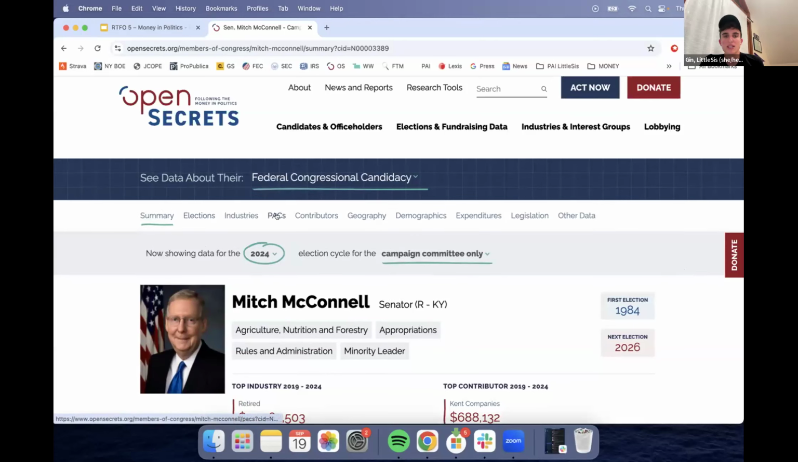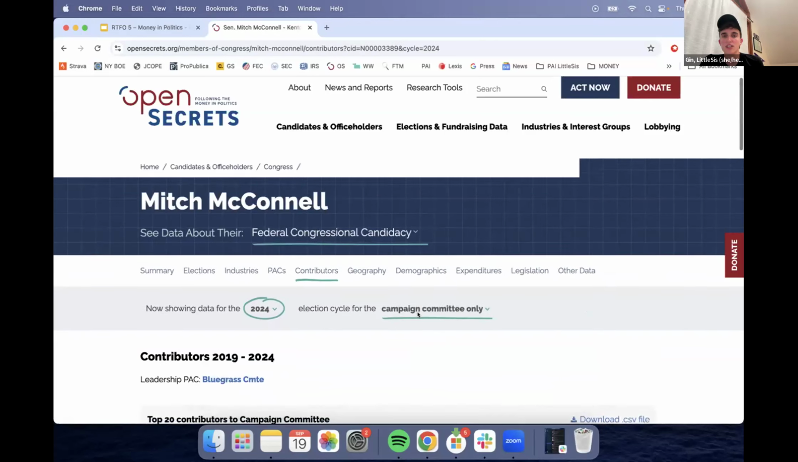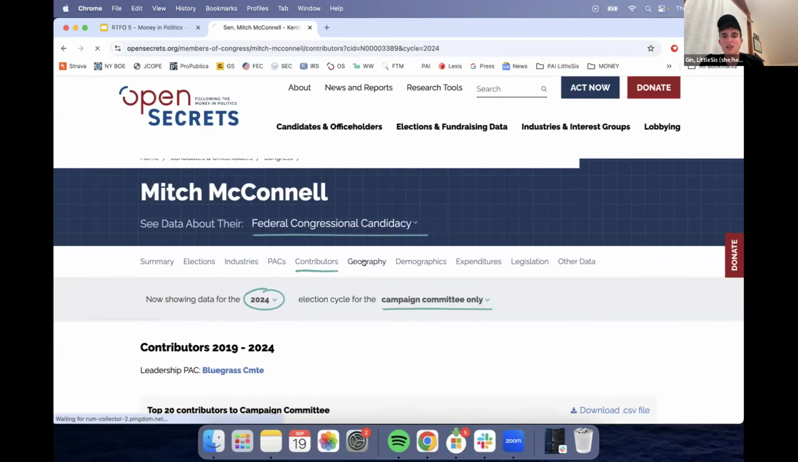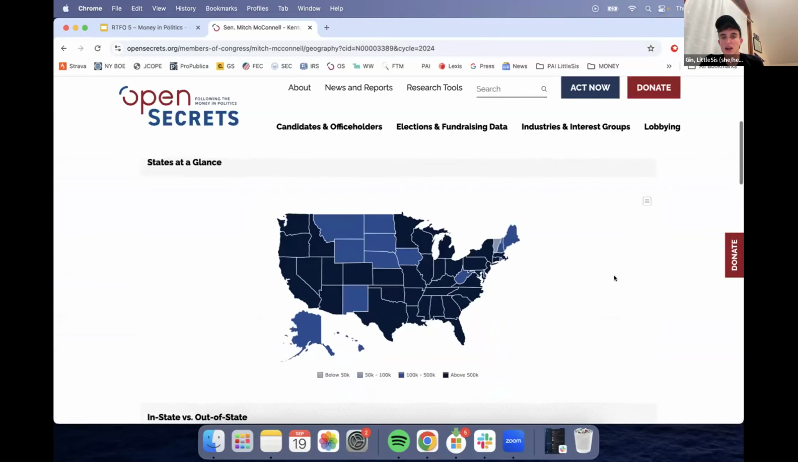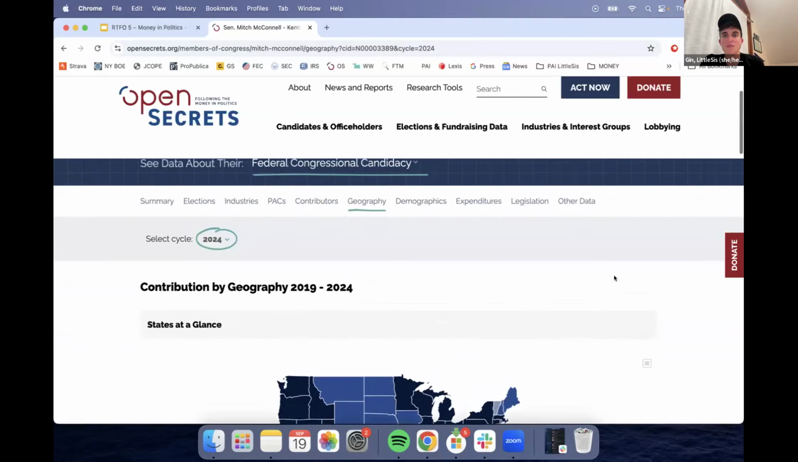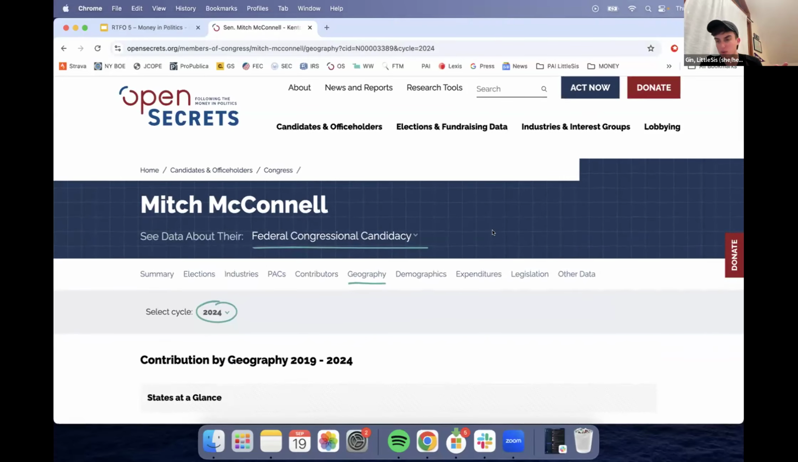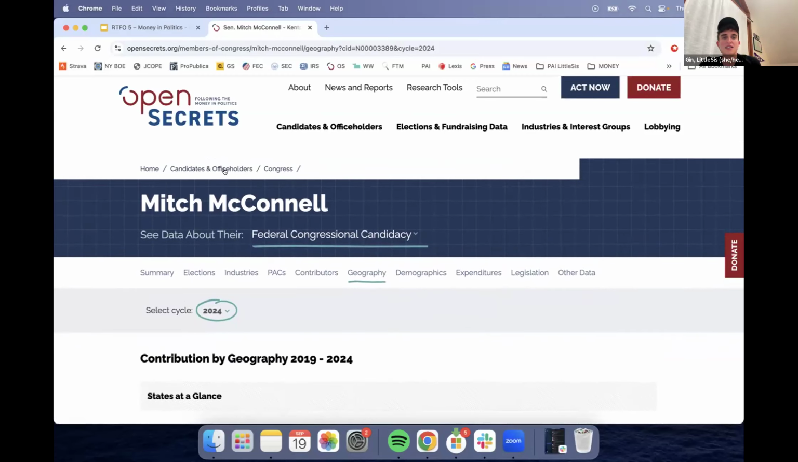There's a bunch of different ways you can navigate here. You can look at who specifically contributors are, what sort of geography they're coming from, so basically where these donors are coming from, and so on. So definitely, I'm going to be moving quick because there's a lot to look at, but definitely poke around here and check out this data.